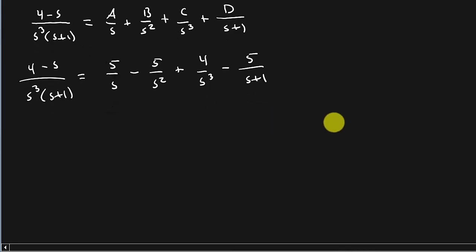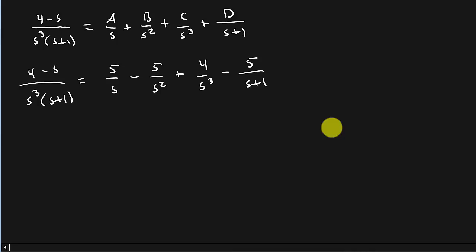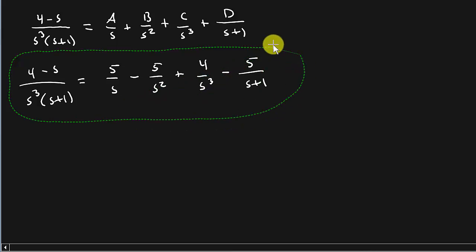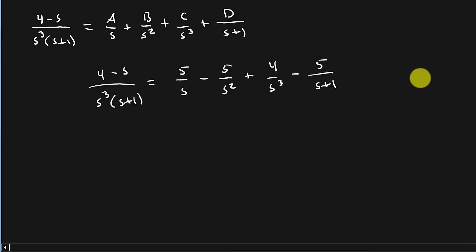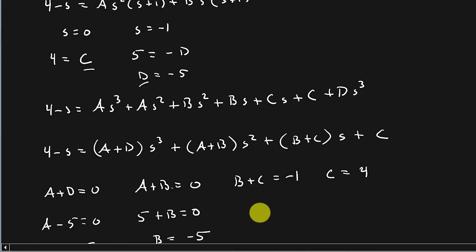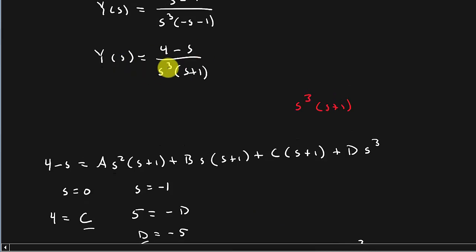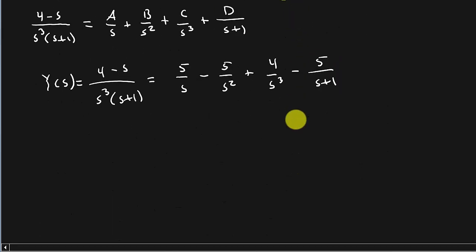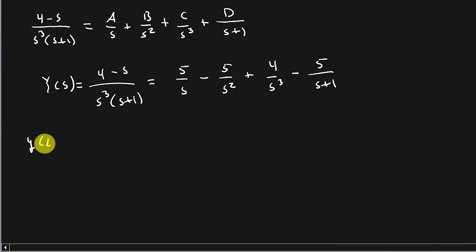All right. So now to get y of t, keep in mind, let me grab this again and move it over. So keep in mind, this is y of s equals that. See, that's what we got from up here. So to get y of t, we've got to do the inverse Laplace transform.